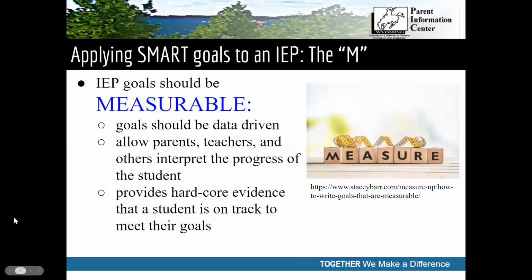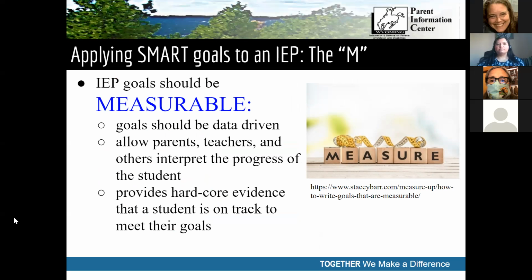That M is for measurable. And I think this one's sometimes hard depending on the goal. So your goal should always be data driven. If you can't give a number to it, then it shouldn't be in your goal. You shouldn't be trying to measure it. So you want your goals to be measurable. We need to have some clear-cut data in order to prove that this child is meeting this goal.